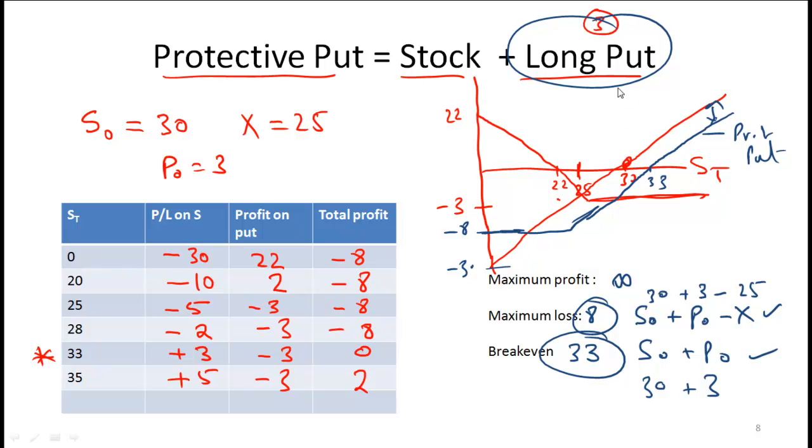So the put option is sort of like an insurance premium, where you pay some money for the put option, but then you can limit how much loss you have. So clearly it is a sensible risk management strategy, especially if you are worried about the possibility of the stock going down a lot.